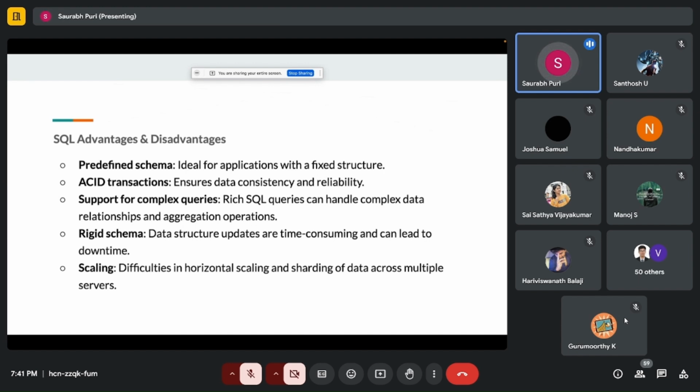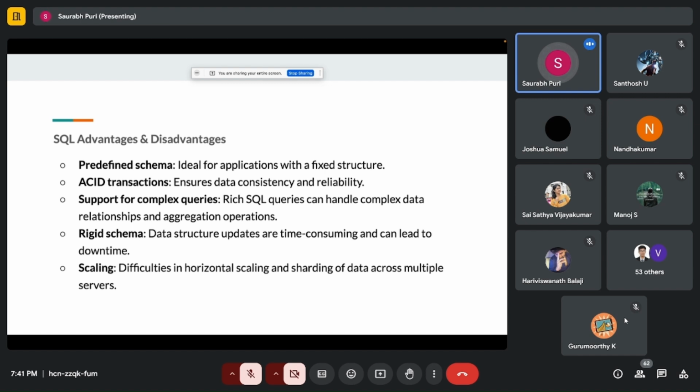Then we did SQL advantages and disadvantages. So what are the advantages of SQL? Basically, the advantage is that it has a predefined schema, or a fixed structure. So if it has a fixed structure, it is ideal for scenarios where your database is not changing frequently. Now, because of its fixed schema, it supports various properties such as ACID properties. We have complex queries support in SQL databases.